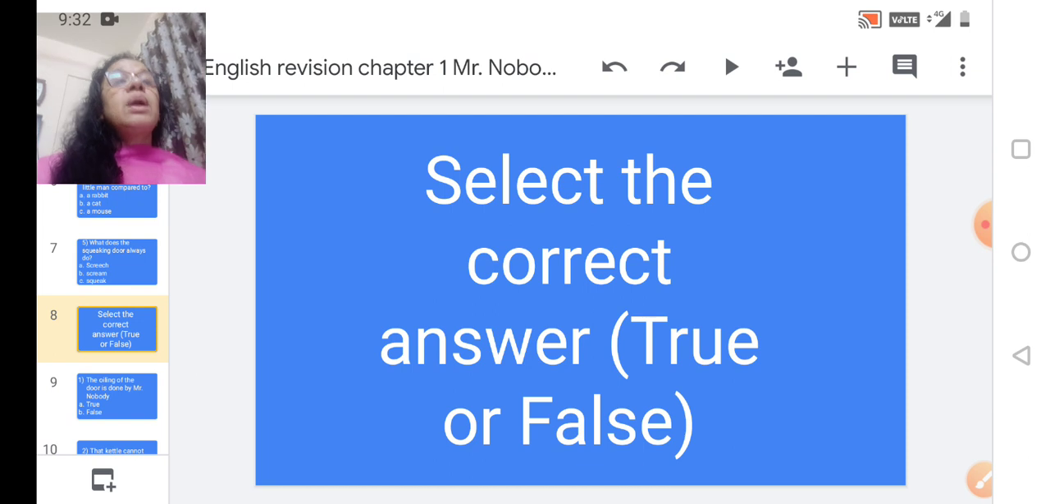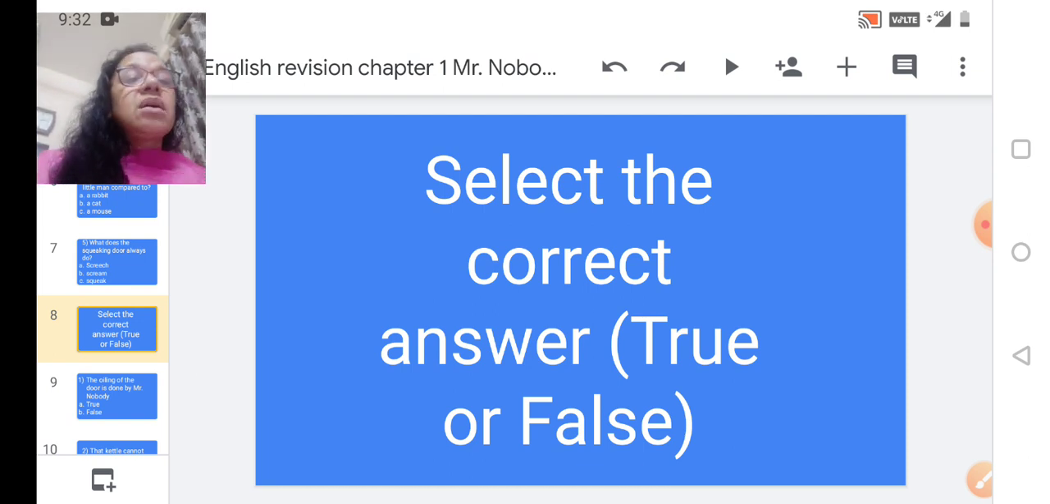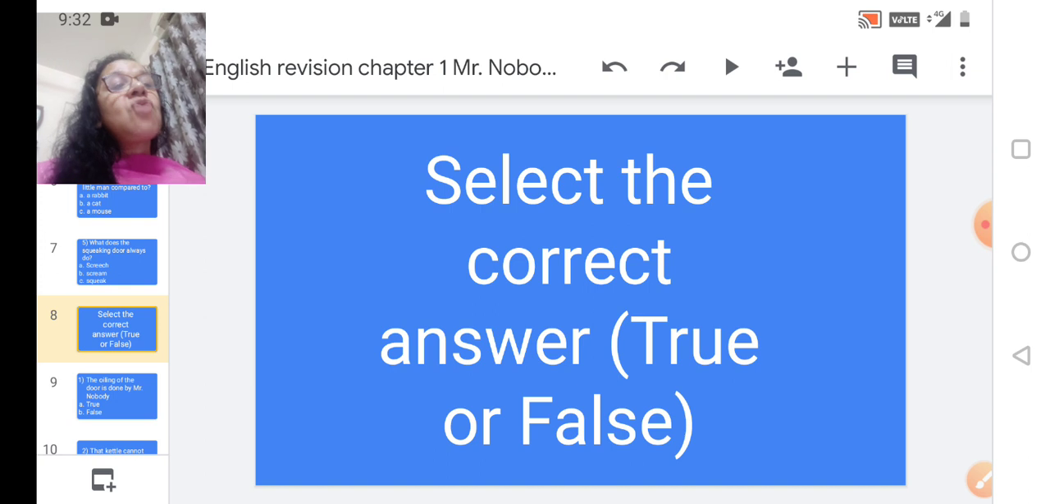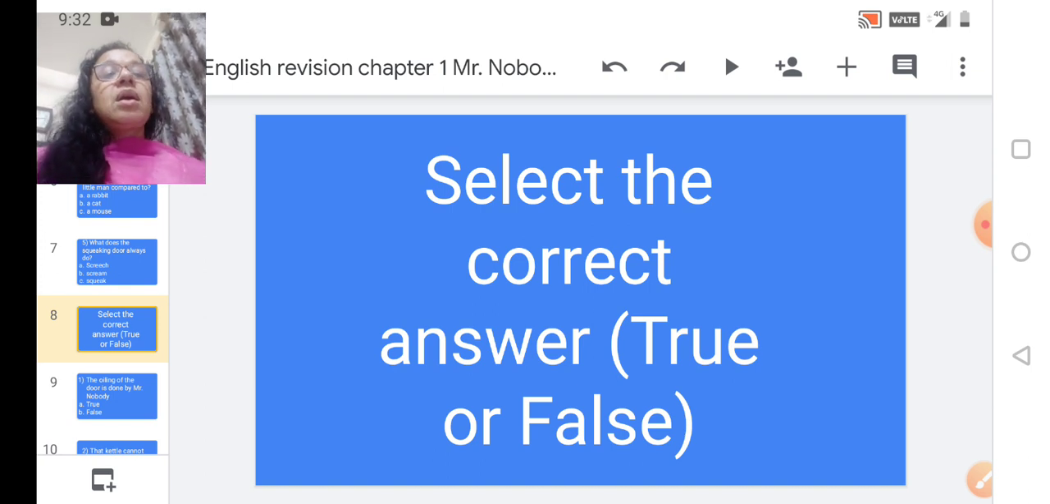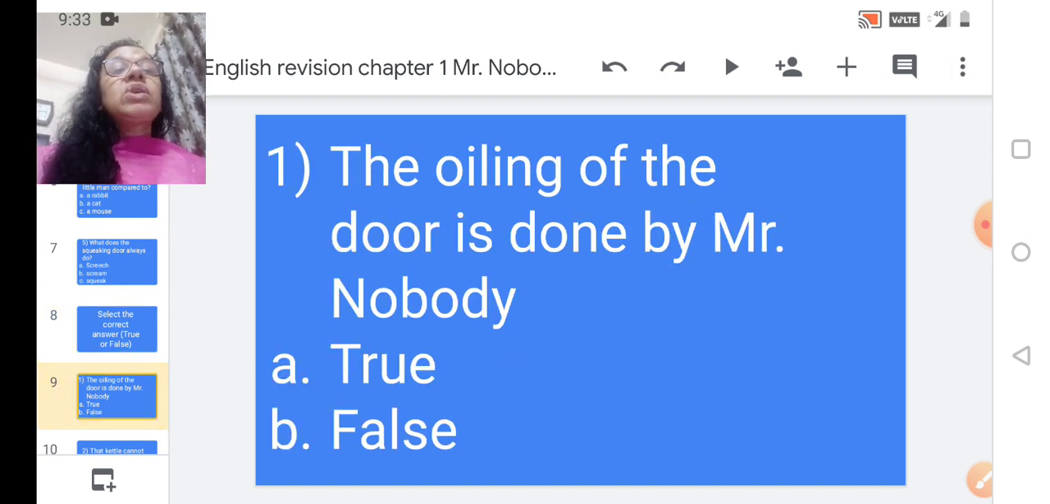Next, now we come to the next question. Select the correct answer. Now you have to just click on true, whether it is true. When you read the sentence, you will come to know whether it is true or whether it is false. Let us see what is the sentence given.